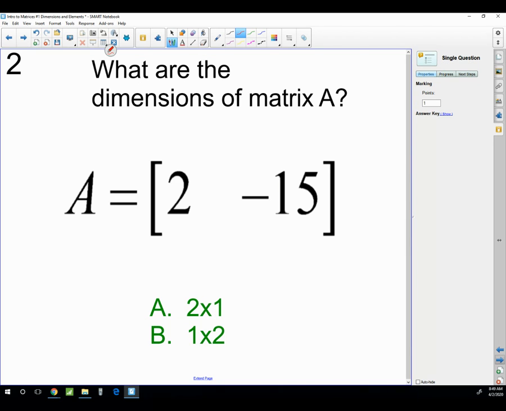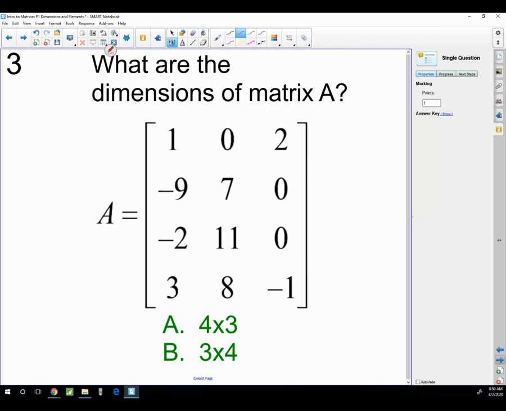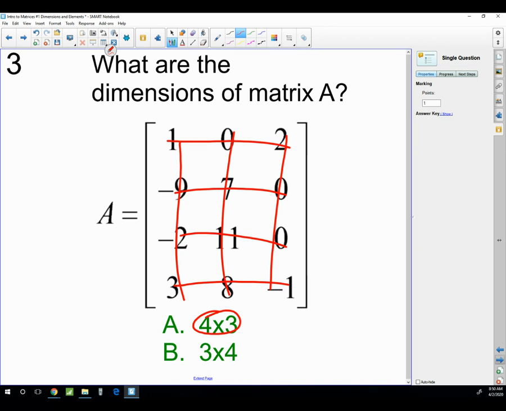Number 2, what are the dimensions of matrix A? You might want to guess. It's 1 by 2. It's 1 row, 2 columns. All right, might want to pause the video and guess that. 4 rows, 3 columns. 4 by 3. 1, 2, 3, 4. 1, 2, 3. 4 rows, 3 columns.